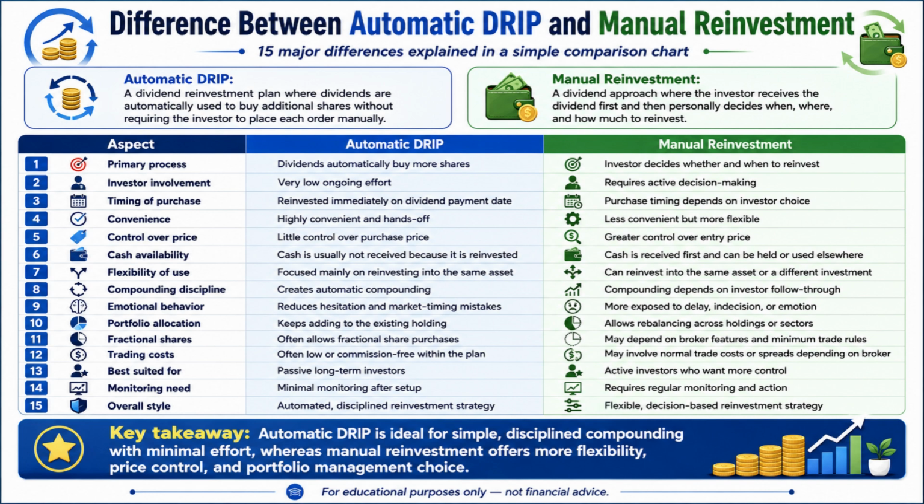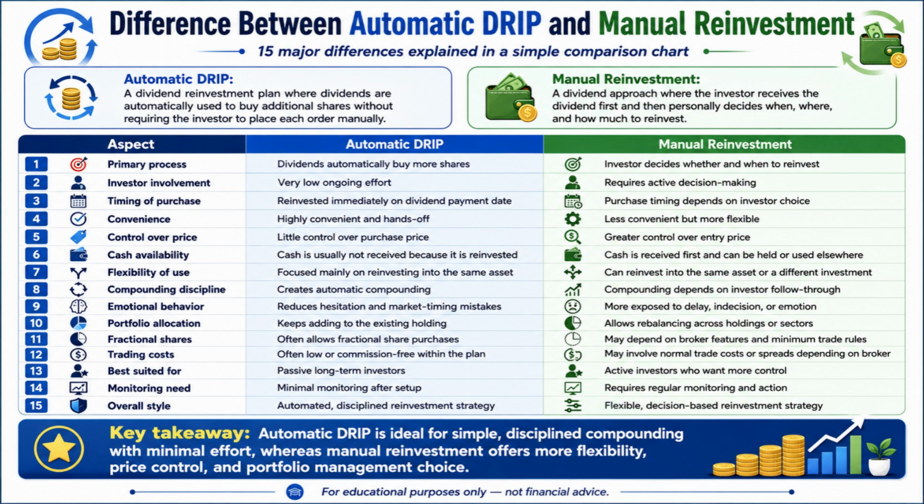Number 7. Automatic DRIP mainly reinvests into the same stock or fund that paid the dividend, whereas manual reinvestment can be directed into the same asset or into a completely different investment. Number 8. Automatic DRIP creates automatic compounding without requiring extra action, whereas manual reinvestment only creates compounding if the investor actually follows through and reinvests.